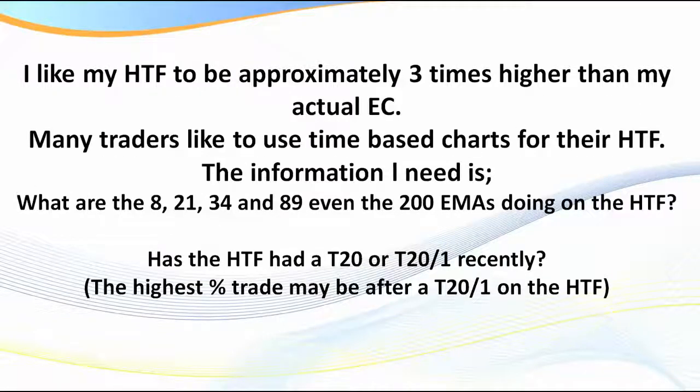Now I like my higher time frames to be approximately 3 times higher than my actual trading chart. Now I like to trade on the ES 1000 volume, which is very fast. So typically, if I'm going to refer to the anchor chart, I'll have a 3000 anchor chart. Many traders like to use fib numbers. So the chart examples I'm about to show you in a moment are actually fib numbers.